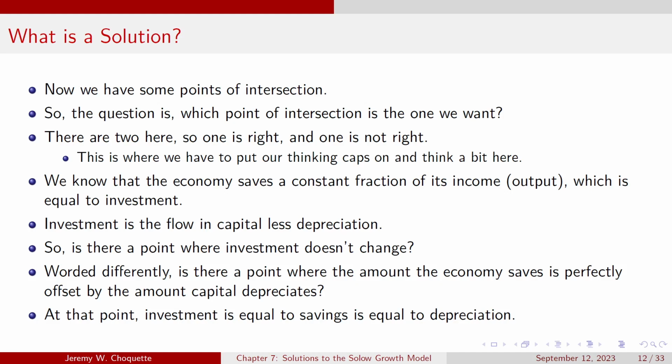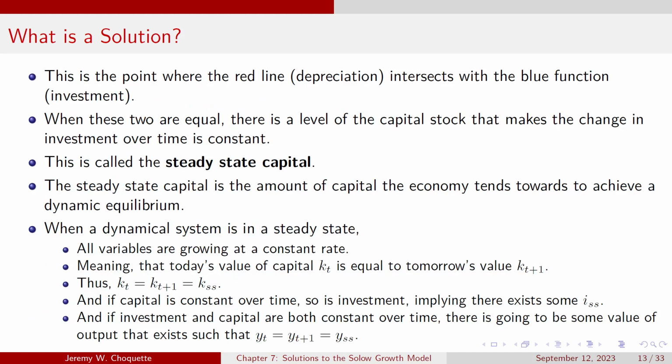Or put a little differently, is there a point where the amount the economy saves is perfectly offset by the amount at which capital depreciates? At that point, investment is equal to savings is equal to depreciation. What point is that? Well, it's the point where that red line, depreciation, intersects with the blue function, which is investment. When these two are equal, there's a level of the capital stock that makes the change in investment over time constant. This is what's known as steady state capital, and it's the amount of capital that the economy tends towards to achieve a dynamic equilibrium.